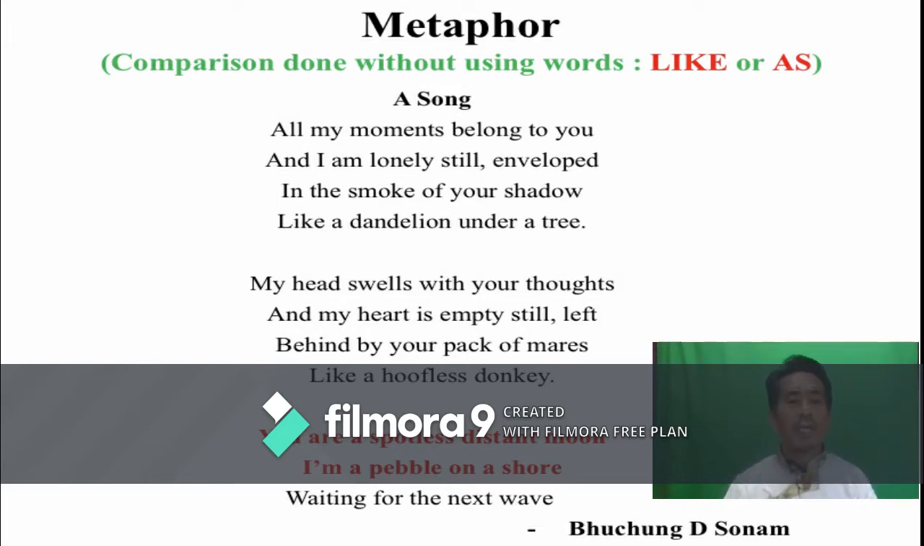Okay, now if you look at this poem, you see the last three lines. You are a spotless distant moon. So the poet is comparing you to a distant moon, but here he is not using the words like and as. He is not saying you are like a spotless distant moon, but he's saying you are a spotless distant moon. And likewise, you look at the next line: I am a pebble on a shore. Now the poet is not saying I am like a pebble on a shore, but there is a direct comparison without using like and as. So this is an example of metaphor.